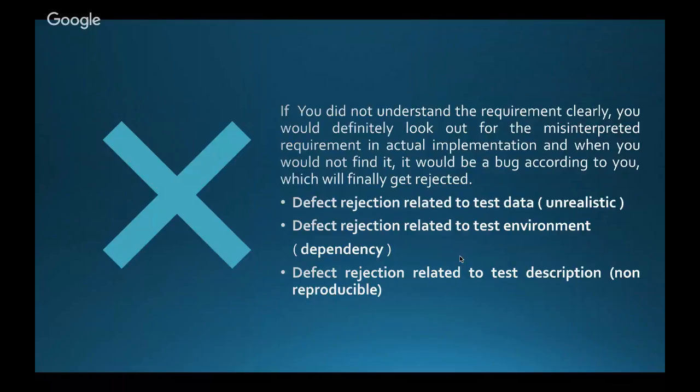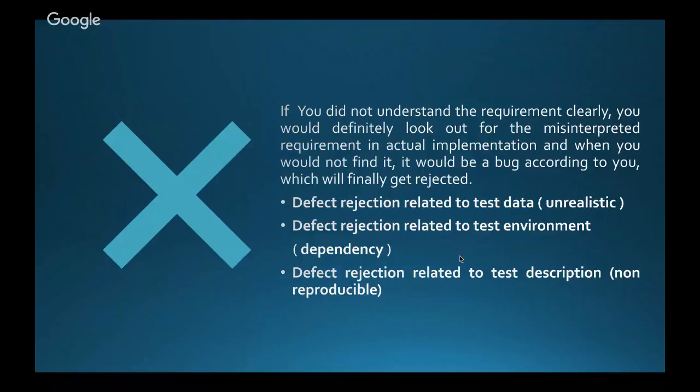Over here, I'll mention three main important things which you should take care of. First, defect rejection related to test data. Always use test data which is realistic and not unrealistic. If you use an infinite number, or a scenario which is not at all realistic in the current business scenario, then I'm pretty sure the defect you're reporting will be rejected. Nobody would dare to take care of those defects which are unrealistic. Nobody is getting impacted. Why should I care about it, right?